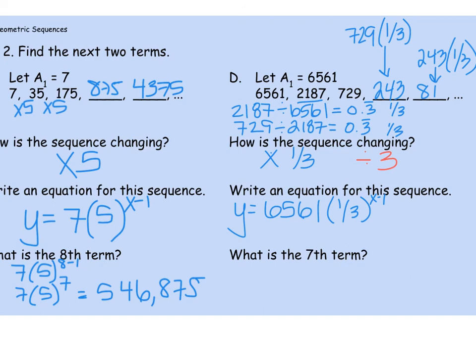What is the 7th term? I can do 6561 times 1/3, and then to the power of 7 minus 1. Or if I simplified that, 1/3 to the power of 6. So 6561, parentheses, 1 divided by 3, close it. So make sure you close this parentheses off. To the power of 6, I get 9. 9 is the 7th term.